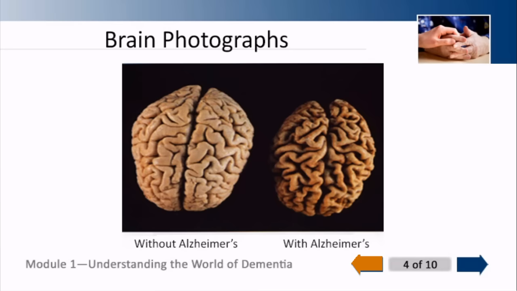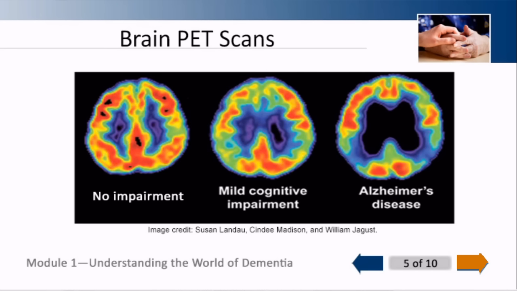On your left is a brain with no impairment, one with mild impairment, and one with Alzheimer's disease. Probably pretty advanced. This is a PET scan. What do you see here? A lot of dark space. A lot of black, empty space, don't you, in the person with Alzheimer's.